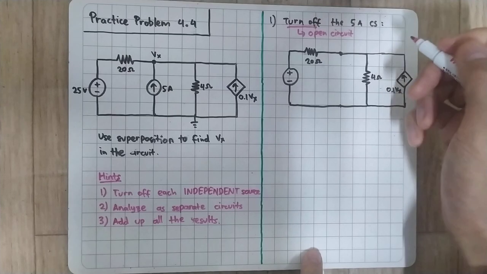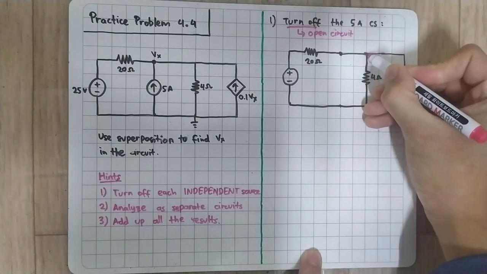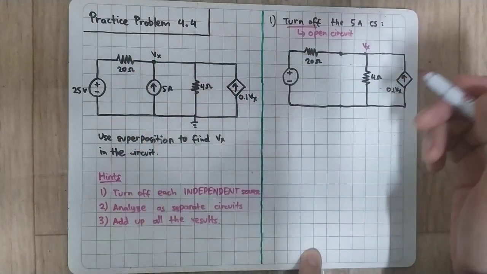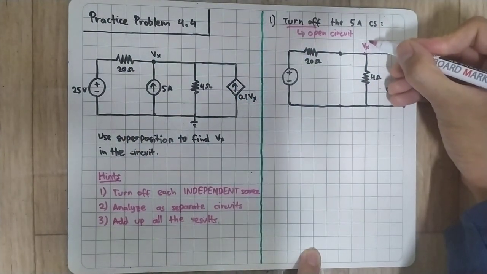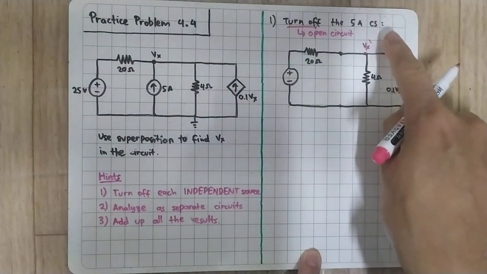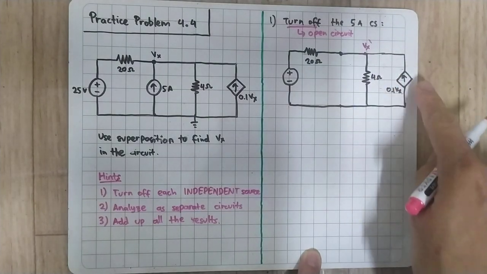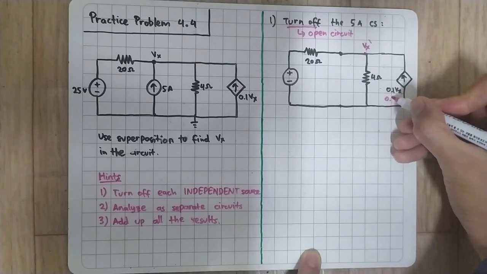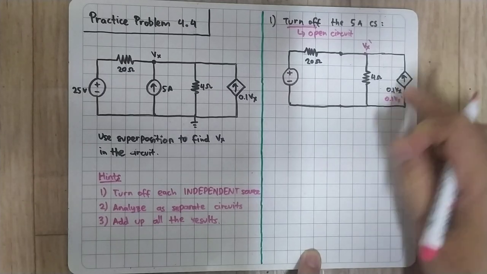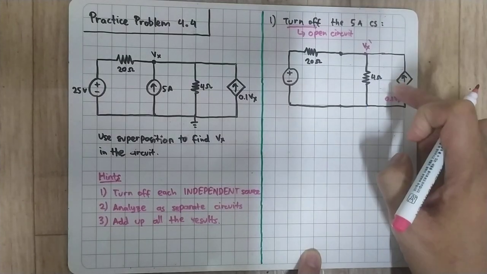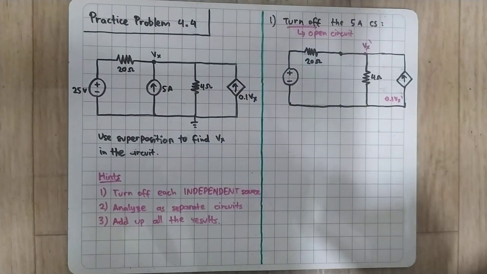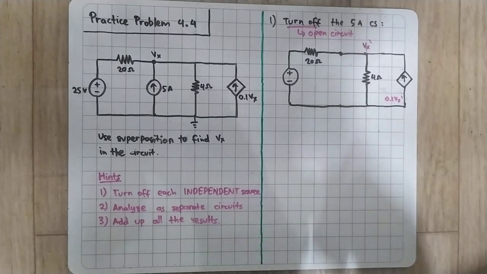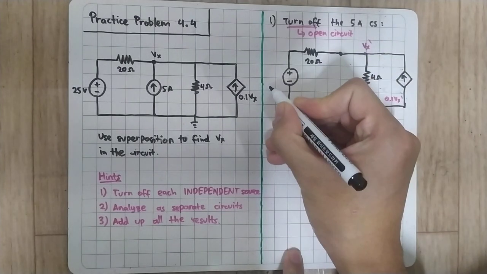Now I have drawn the circuit with this current source replaced with an open circuit. And here we are asked to find Vx. And Vx is here. Because this Vx is different from this, I name this Vx prime. And because this is Vx prime, this dependent current source also becomes 0.1 Vx prime. So I will erase the Vx. And now I'm going to do nodal analysis at node Vx prime.